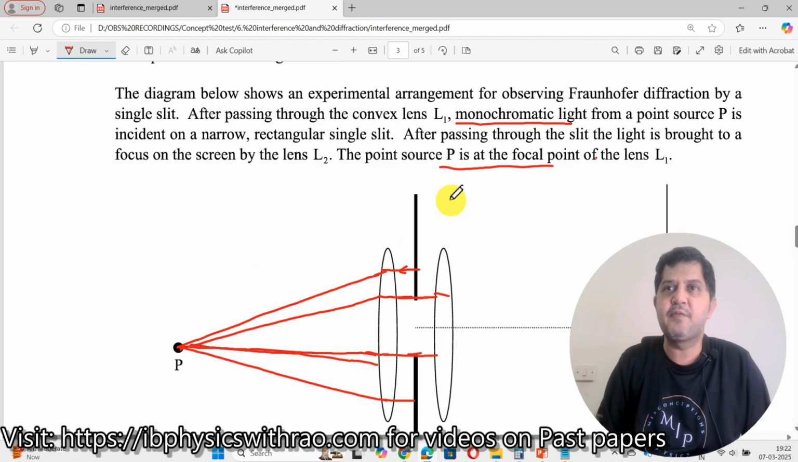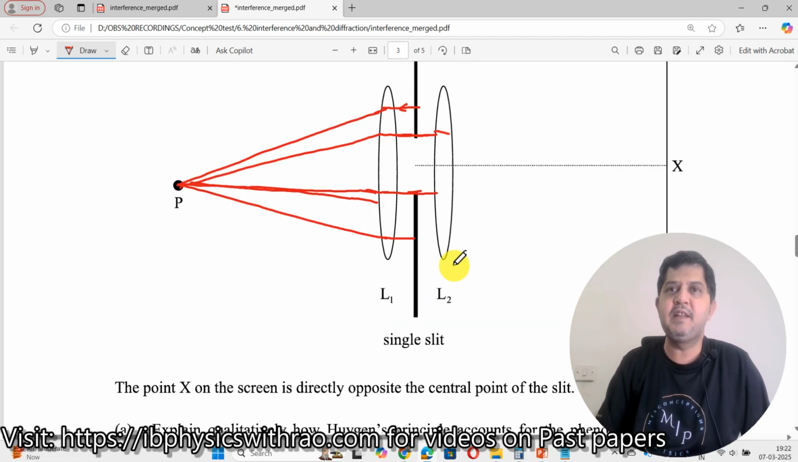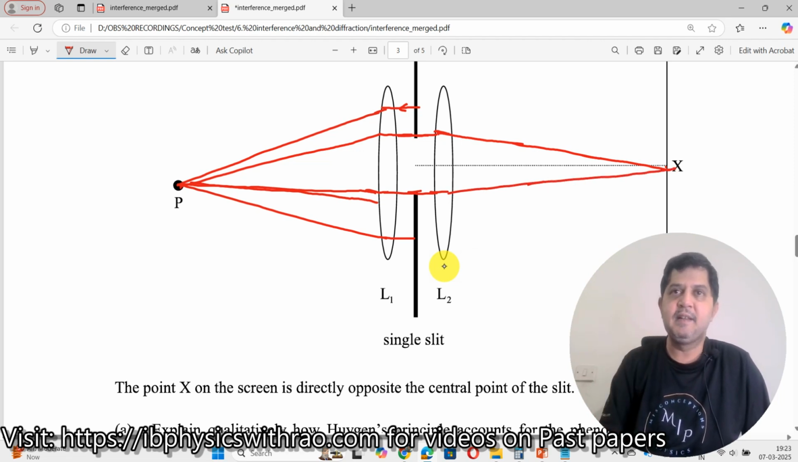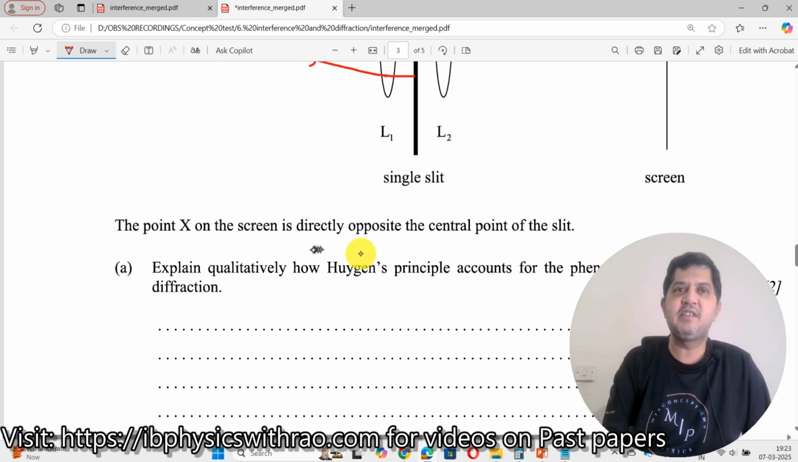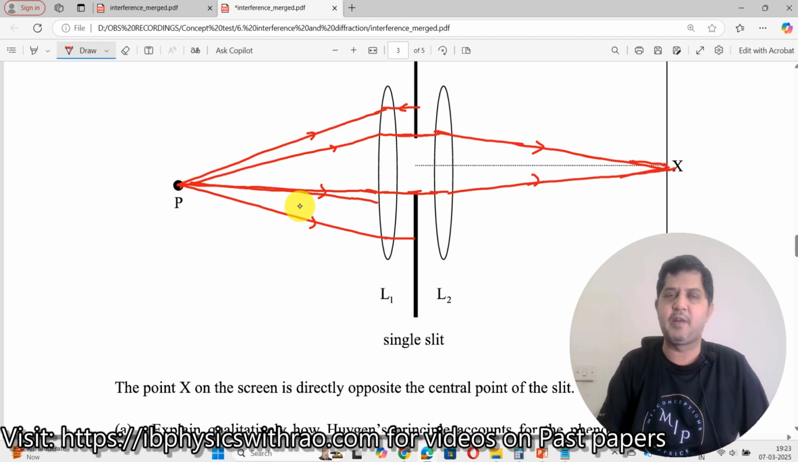Now let us read the problem. It says that after passing through the slit, the light is brought to a focus on the screen by the lens L2. Now you are going to bring these two beams of rays to a point by the lens L2. These are collimated, and this ray is made to be focused at this point, and this ray after refraction also gets focused at this point over here. Let us draw the ray diagram first to understand the rest. The point X on the screen is directly opposite to the central point of the slit. So that's all fine. Maybe I have made a slight deviation; if I used a scale, probably I would have got a correct one.